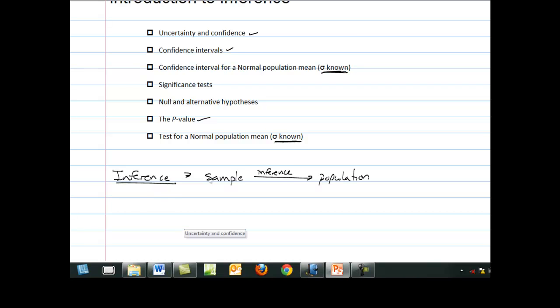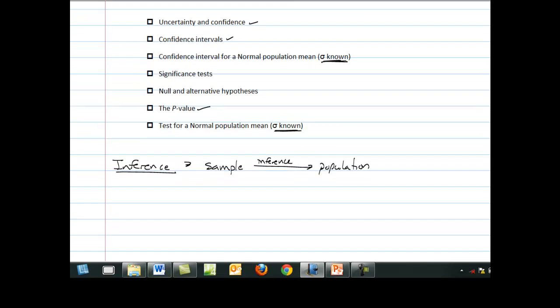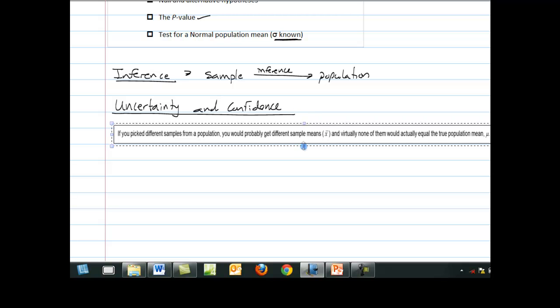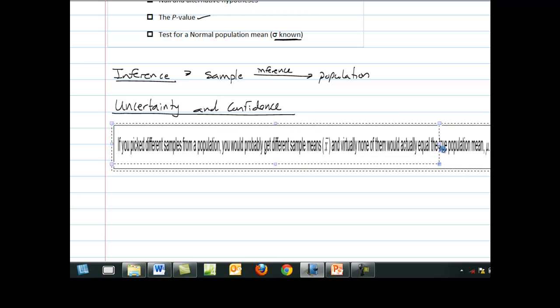Now, because we're working with samples, we have to introduce the idea of some uncertainty in the sample, because we know not every single sample that we take will be representative of the population. So the next thing we want to look at is uncertainty and confidence. Of course, the larger the sample size, the more confident you are that it's representative of the population. If you pick different samples from a population, you would probably get different sample means every single time, and virtually none of them would actually equal the true population mean mu. That's a little bit disconcerting, because that's the whole idea of what we're trying to work with here.